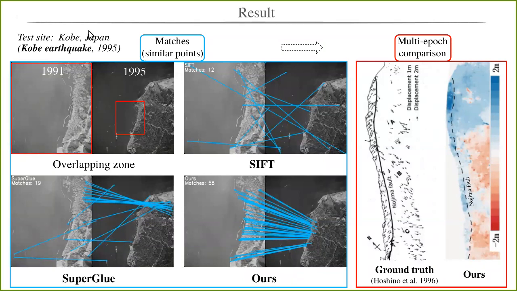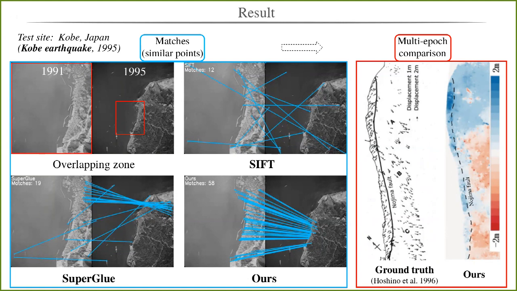Let's show an example of our results. The test site is located in Kobe, Japan. There was an earthquake that happened there, and we have images taken before and after the earthquake. On the left, we show a pair of multi-epoch images. The overlapping zone is displayed with the red rectangles, and we show the matches of SIFT, SuperGlue, and ours. As can be seen, SIFT and SuperGlue failed to find any good matches, but ours found a lot.